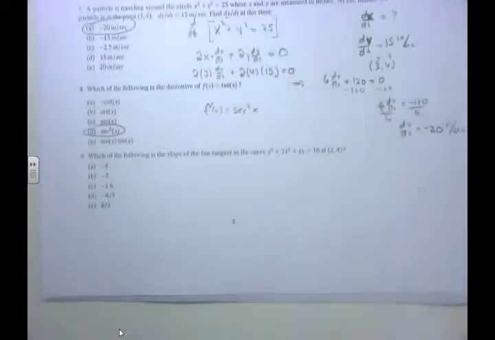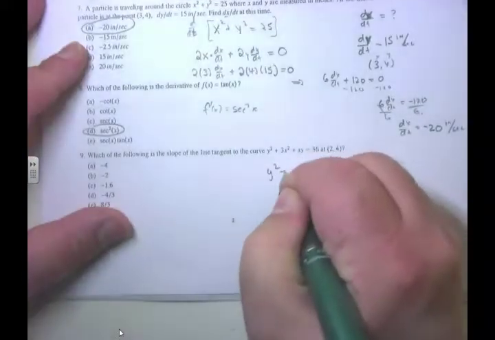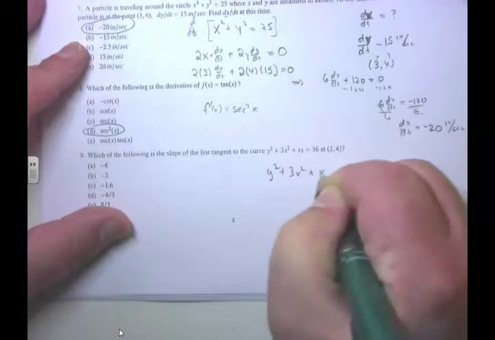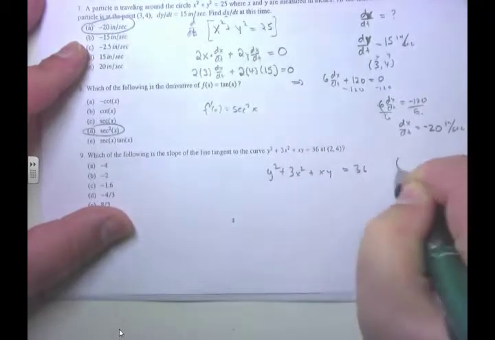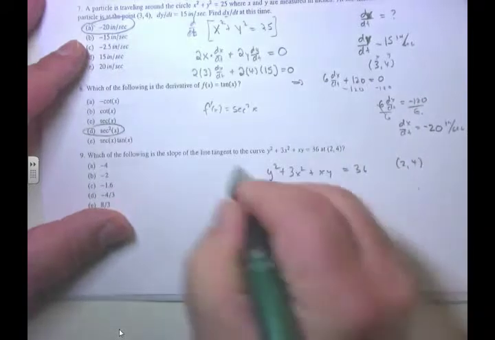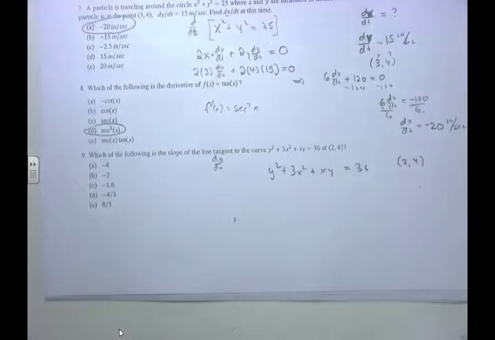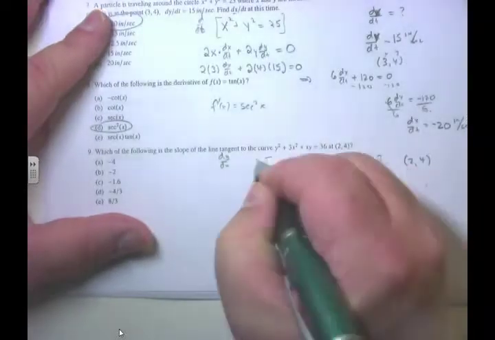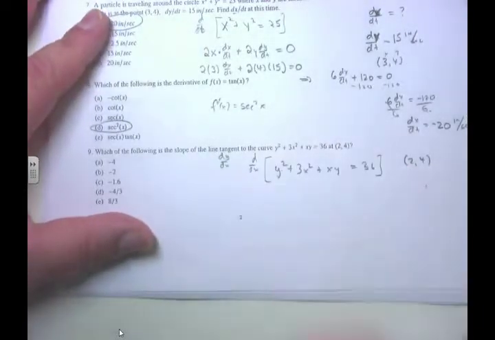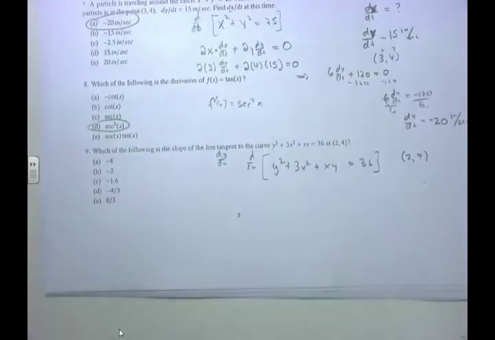Take a look at number 9. Which of the following is the slope of the tangent line of y squared plus 3x squared plus xy equals 36 at the point (2, 4)? Slope of the tangent line is dy dx. So to take the derivative of this mixed function, where I have x's and y's all intermixed together, this is called implicit differentiation. You're going to take the derivative of this entire equation with respect to x.